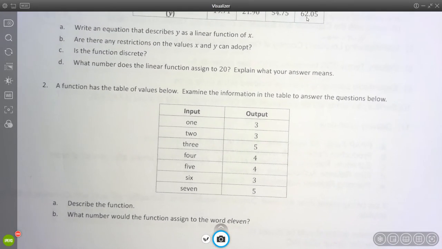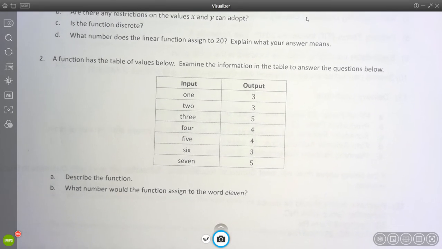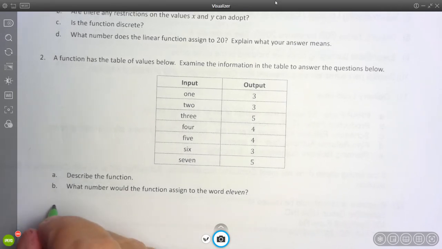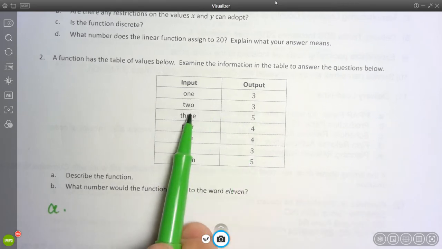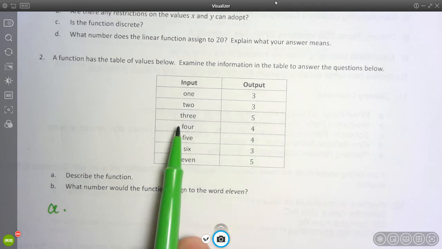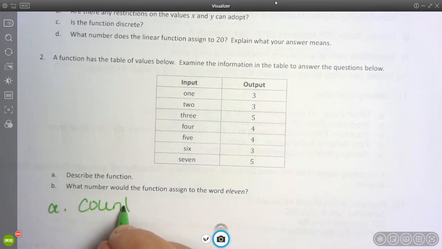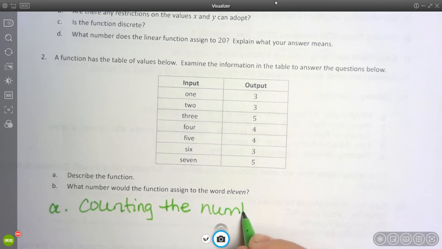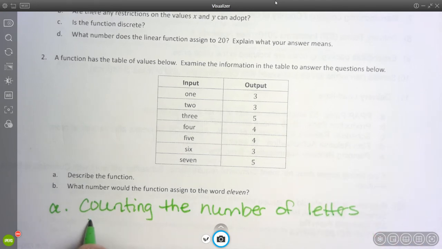A function has the table of values below. Examine the information in the table to answer the questions. Describe the function. What's happening here? What's happening in this function for A? It looks like if we input 1, we get 3. We input 2, we get 3. We input 3, we get 5. So it looks like it is counting the number of letters in each input.